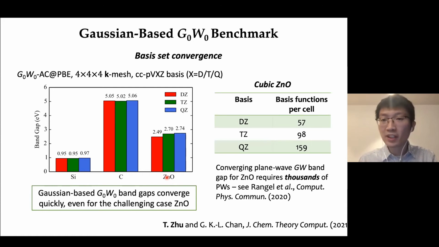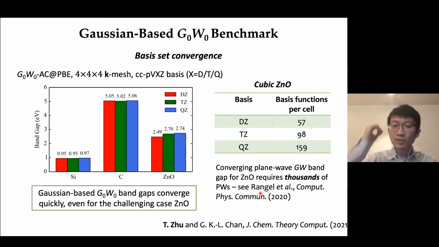So specifically for zinc oxide, I think the audience probably has heard from the previous talk about it, where in this recent benchmark paper for plane wave GW methods, they also showed the need for thousands of plane waves to converge plane wave GW calculations for zinc oxide, whereas by using Gaussian basis sets, it seems even at the quadruple zeta level, we only need about 159 basis functions per unit cell to have a fairly good estimation.